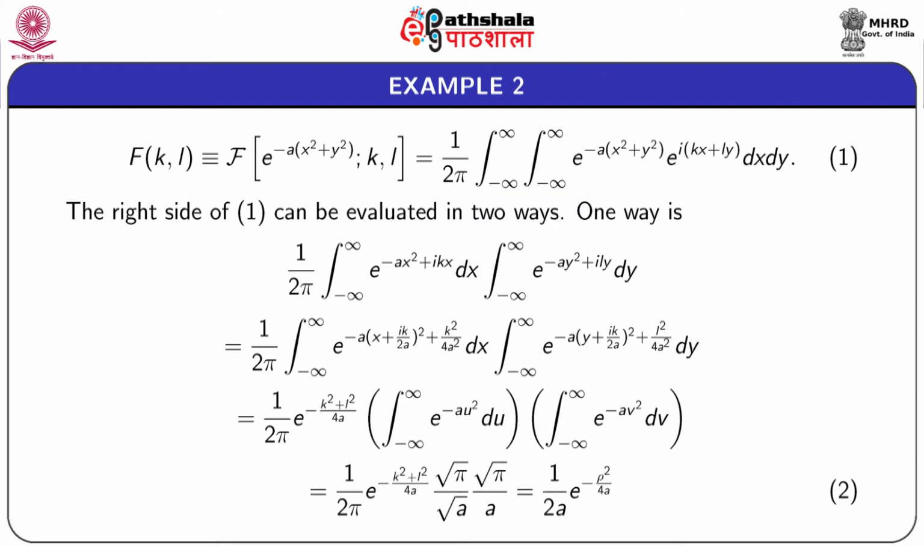The right hand side of 1 can be evaluated in two ways. The first method is 1 by 2 pi integral from minus infinity to plus infinity e to the power minus a x square plus i k x dx into integral from minus infinity to plus infinity e to the power minus a y square e to the power i l y dy. That is, we have separated out x integral and y integral.